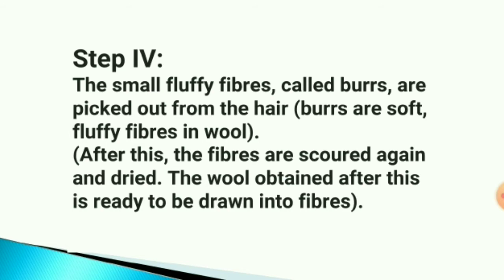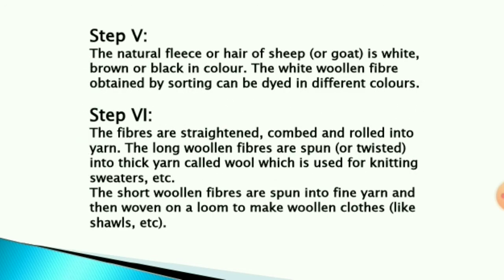Step 4. The small fluffy fibers called burrs are picked up from the hair. Burrs are soft fluffy fibers in wool. After this, the fibers are scoured again and dried. The wool obtained after this is ready to be drawn into fibers. Step 5. The natural fleece or hair of sheep or goat is white, brown or black in color. The white woolen fiber obtained by sorting can be dyed in different colors.